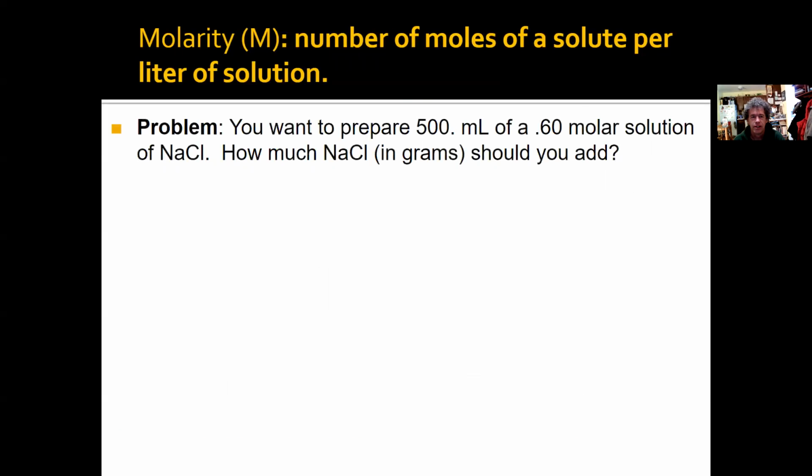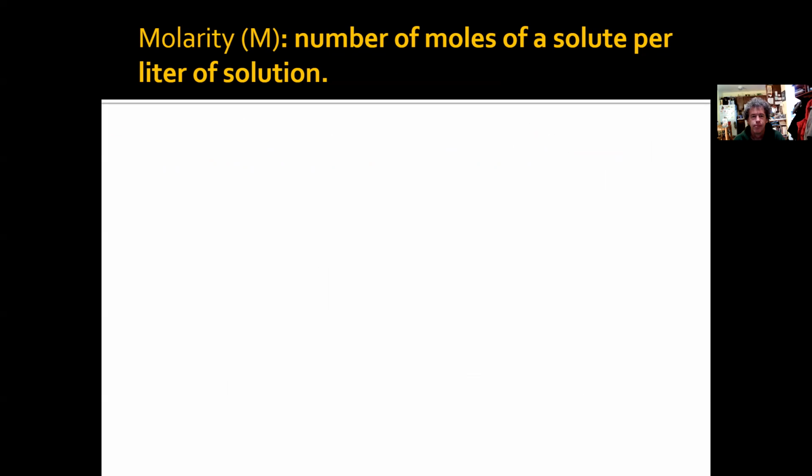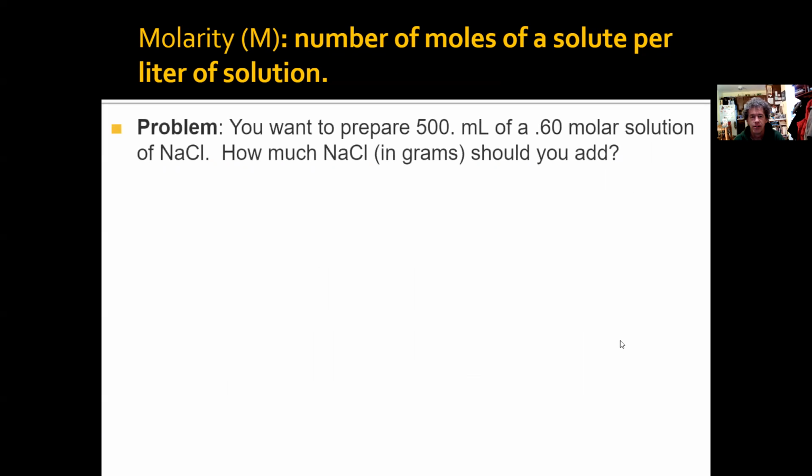Yeah, so molarity is number of moles of solute per liter of solution.